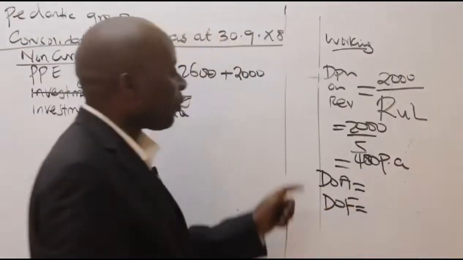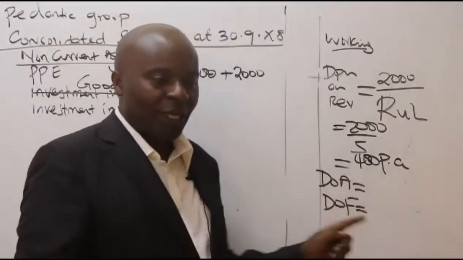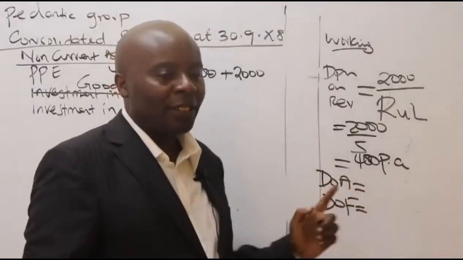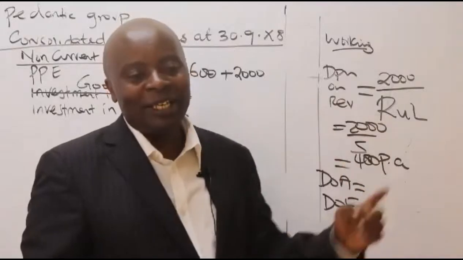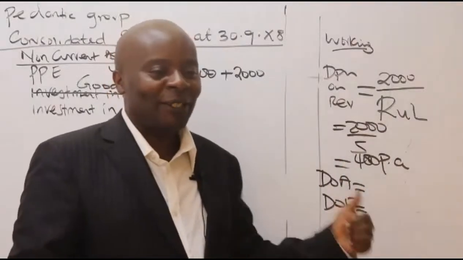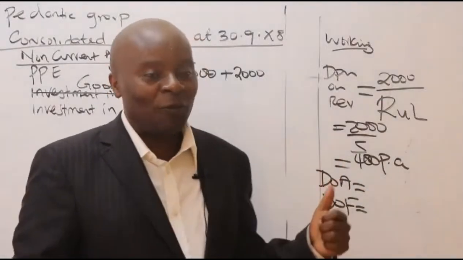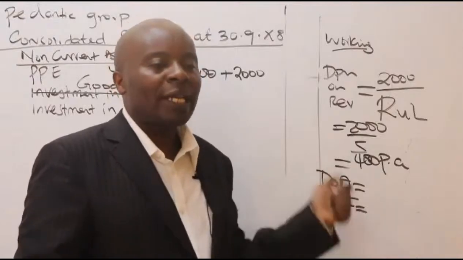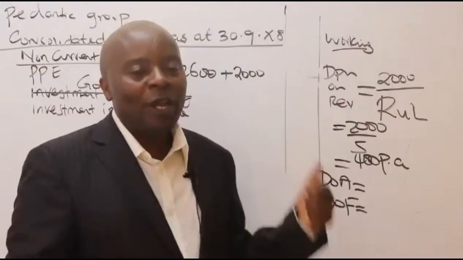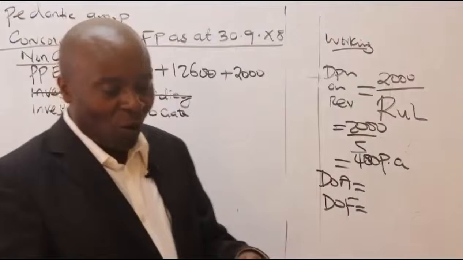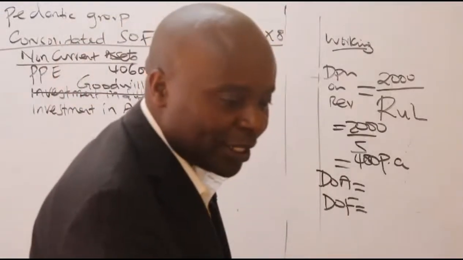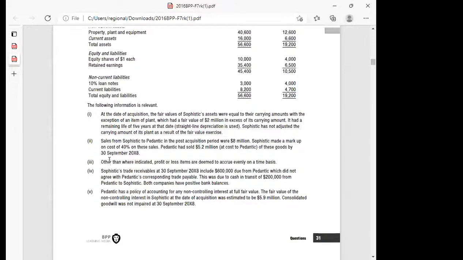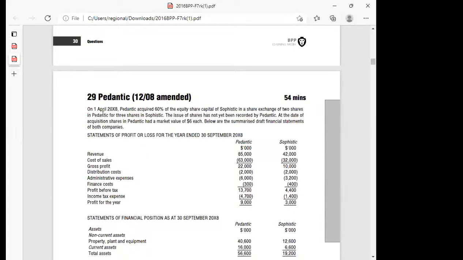For me to be able, ladies and gentlemen, to get the number of months that we stayed with this subsidiary, I need the DOA, I need the DOF. And these are terms that we use every day in my workplace. What is the DOA of that subsidiary? What is the DOF of that subsidiary? So DOA means date of acquisition. When was this subsidiary acquired? When you look at this place here, the DOA, on 1st of April 08, Pedantic acquired.